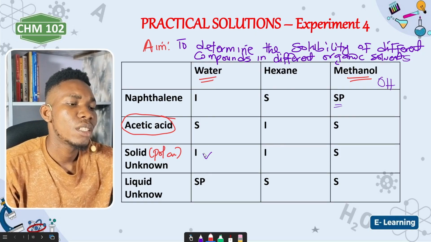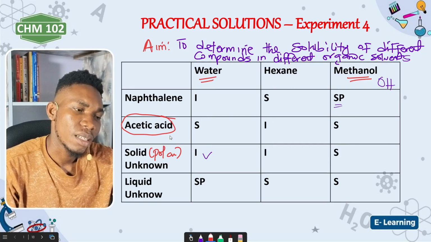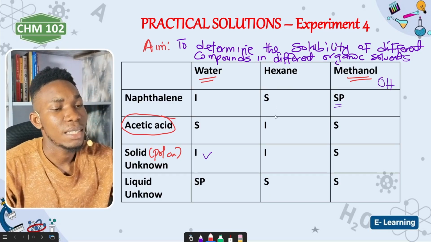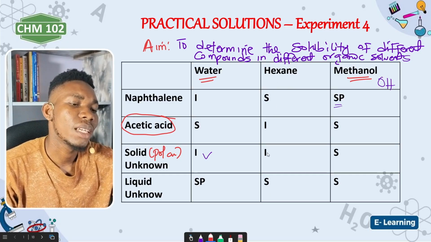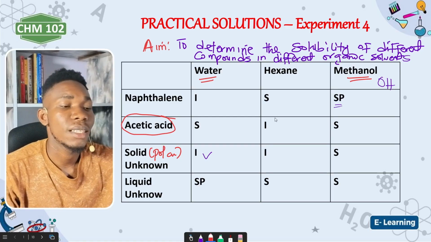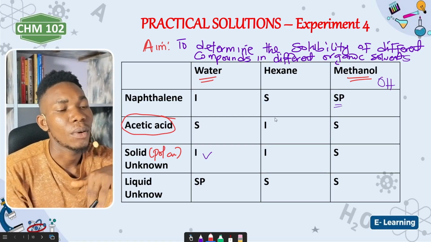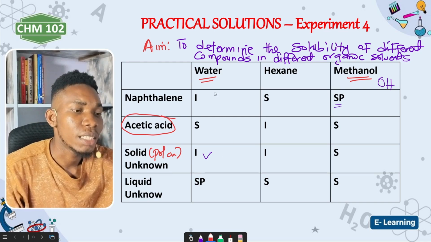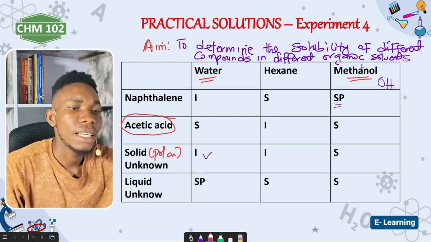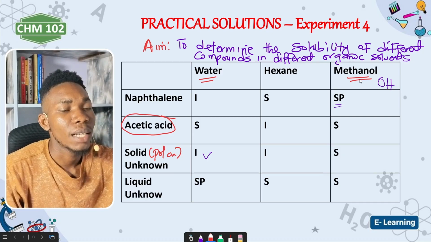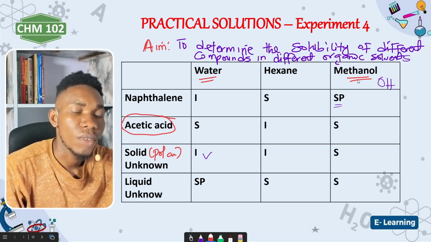Because of the insolubility in water, we cannot say it's a polar solvent. Because of the insolubility in hexane, at the same time, we cannot also say it is a non-polar solvent. So there's a discrepancy. There's something actually wrong with this particular value. However, depending on what you get, if it is soluble in water and a little bit in methanol, you can say it is a polar solvent.